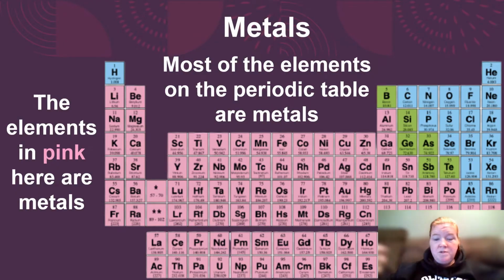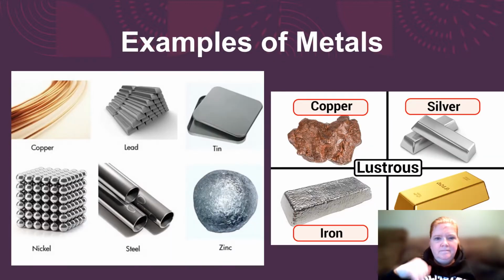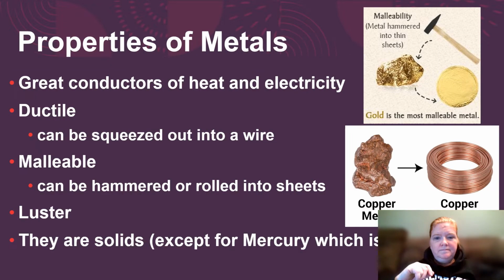So metals, most of the elements on the periodic table are metals. Everything in pink here, metal. So metals, here are some examples. What are some properties? Here's what you should memorize. Okay, they are good conductors of heat and electricity. So our wires, our pipes, things like that, they're made of metals.